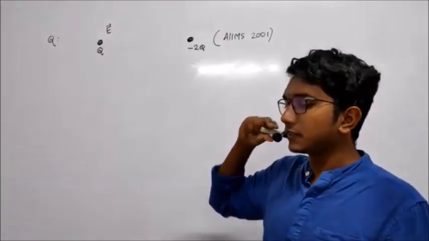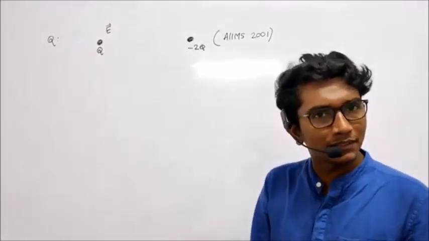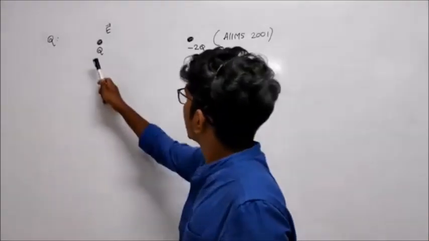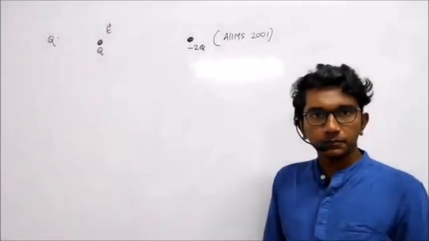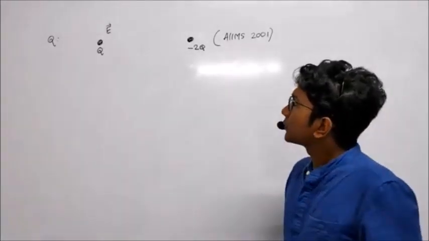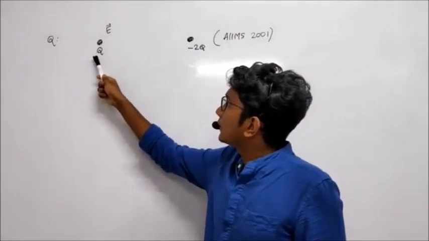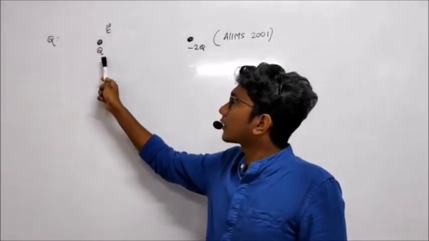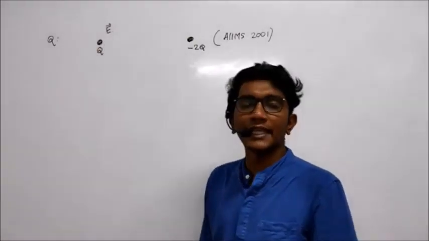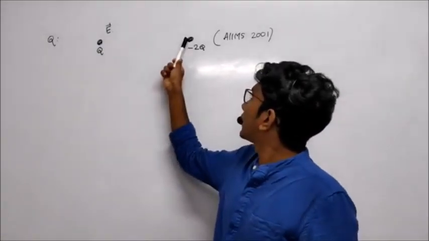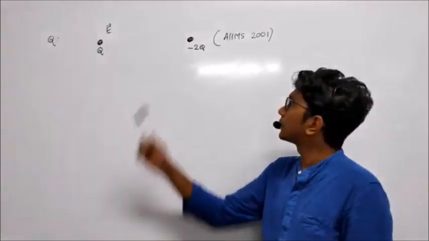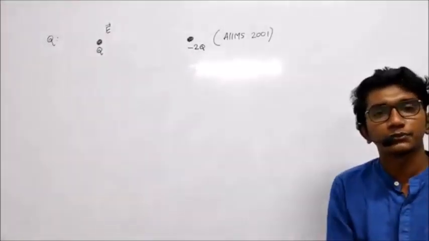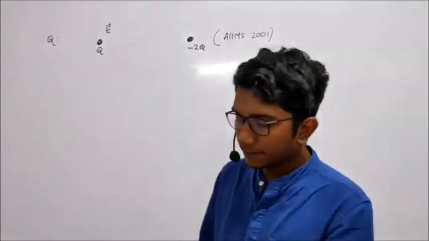There are two charges placed at some distance. One is Q and another one is minus 2Q. The question is, the electric field at this Q charge is E. It is given E. Then what will be the electric field at this point, at this charge, minus 2Q? That is the question.